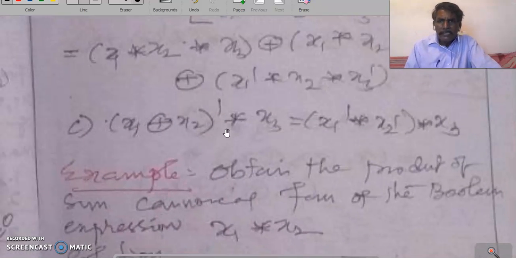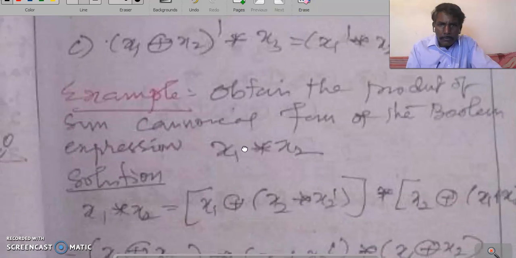Now look at this third problem here. The third problem is x1 join x2 complement meet x3. How can we write this? We can write it like this. Now we'll take the other problem.